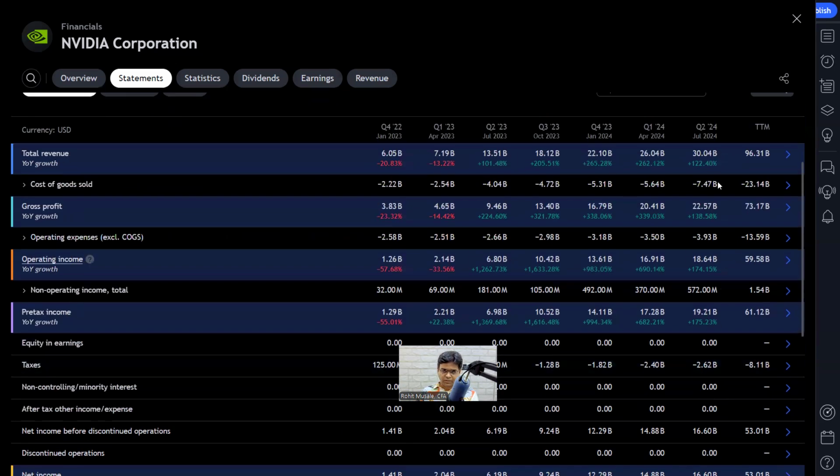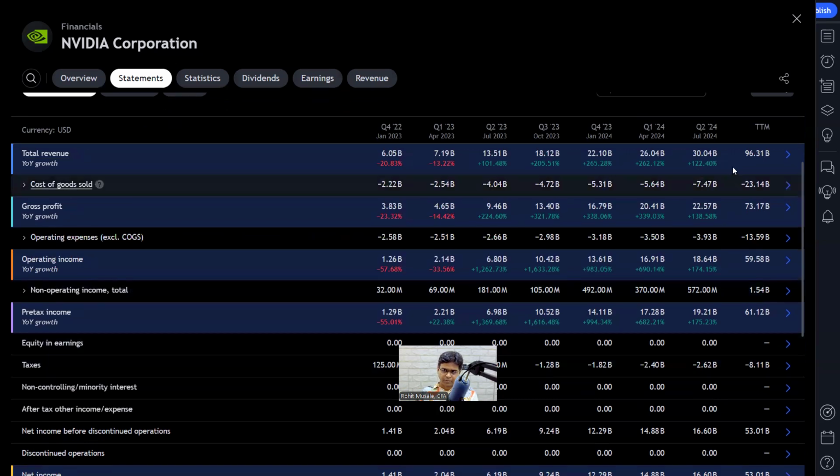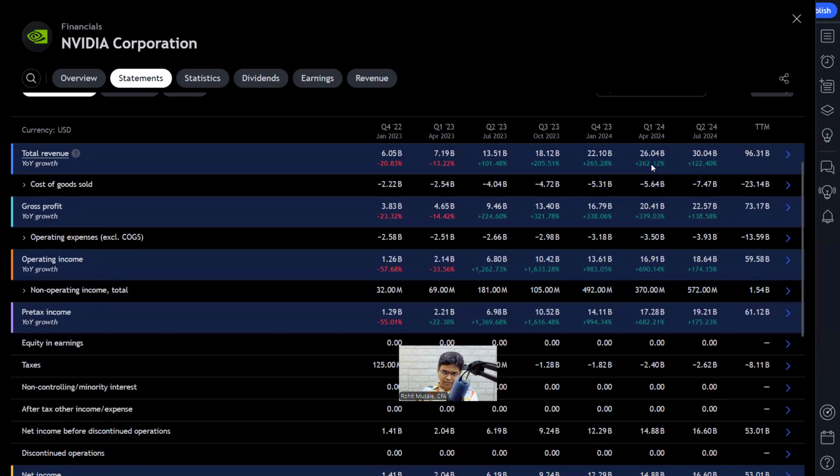Same is the case with sales. This number should be 25%, and this should be more than this, and this should be more than this. So accelerating sales growth, accelerating earnings growth, latest quarter minimum growth rate should be 25% or more for both sales and earnings. So write this down.